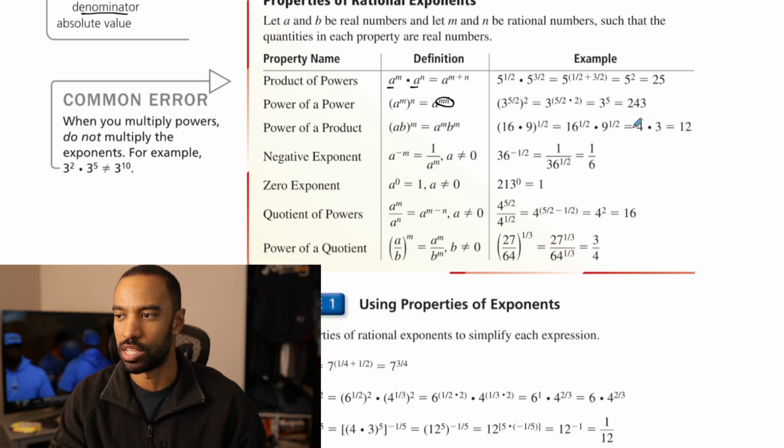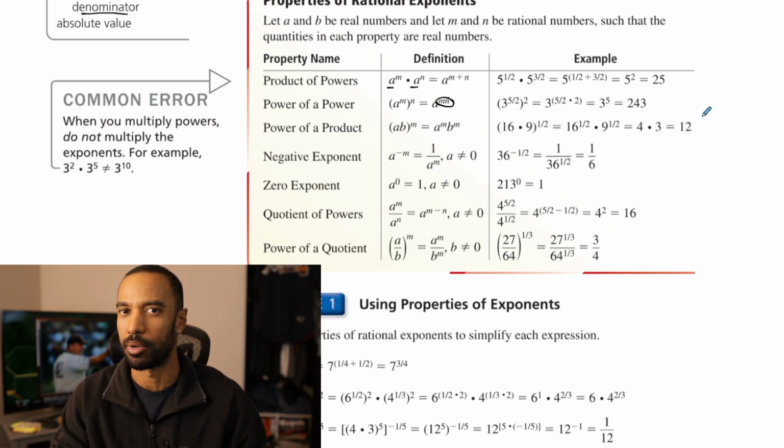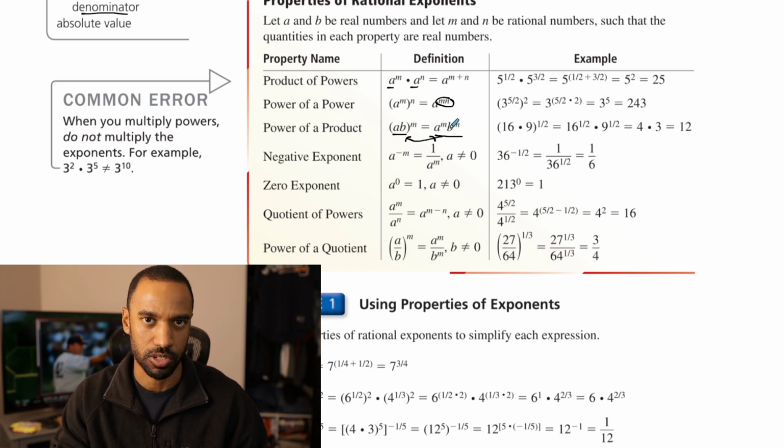And so square root of 16 is 4, square root of 9 is 3, 4 times 3 is 12. You can work in either fashion. Remember, this is all about creativity. Does it make more sense to split them up? Does it make more sense to join them together? Depends on what the question is and what you're being asked to do.